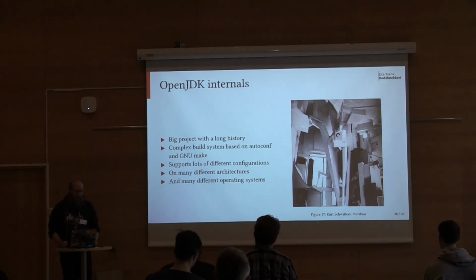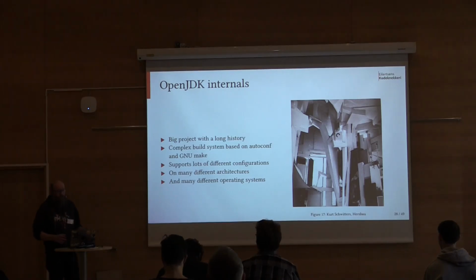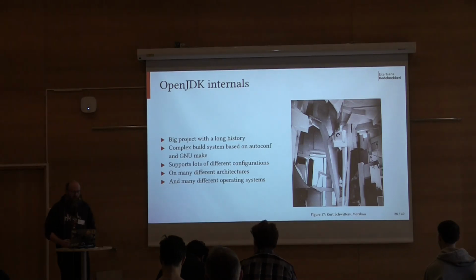movement. But OpenJDK is a big project, a huge project, and it has a long history and a lot of code. There's a lot of history in the code, and some of that history you can of course see. And I'll get back to that. First of all, it has a really complex build system based on autoconf and GNU make. I'll talk more about that too. And as shown previously, it supports a lot of different configurations on many different architectures and many different operating systems.